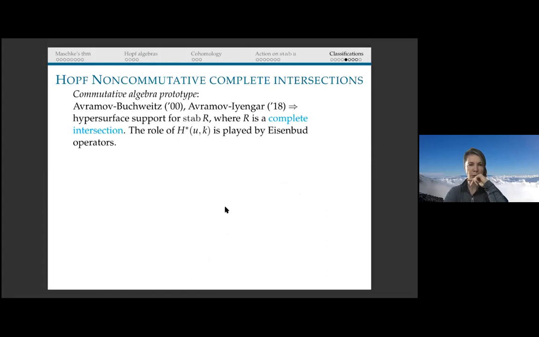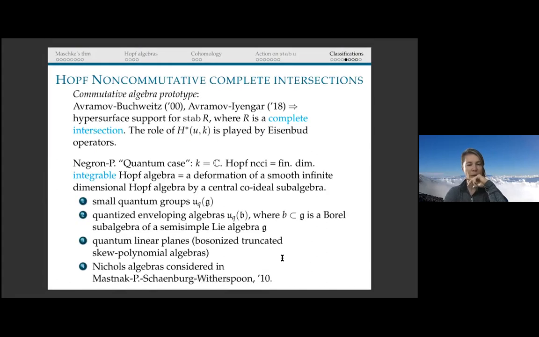I probably won't. I just want to quickly mention the work we're doing with Chris Negron, where we consider in general what we call the non-commutative complete intersection. It's a finite-dimensional Hopf algebra, which is a deformation of a smooth infinite dimensional Hopf algebra. Our main example is a quantum group. And it turns out that various things can be proven just using that condition, in particular finite generation. And so a new proof of finite generation using this duality covers small quantum groups, quantized enveloping algebras for Borels, quantum linear planes, even though cohomology there is known explicitly.